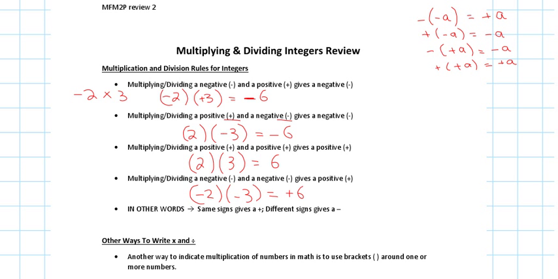Okay? So basically, if you have the same sign and you're multiplying them, it's going to give you a positive. If you have opposite signs and you're multiplying them, it's going to give you a negative. Okay? Are you guys okay with this?